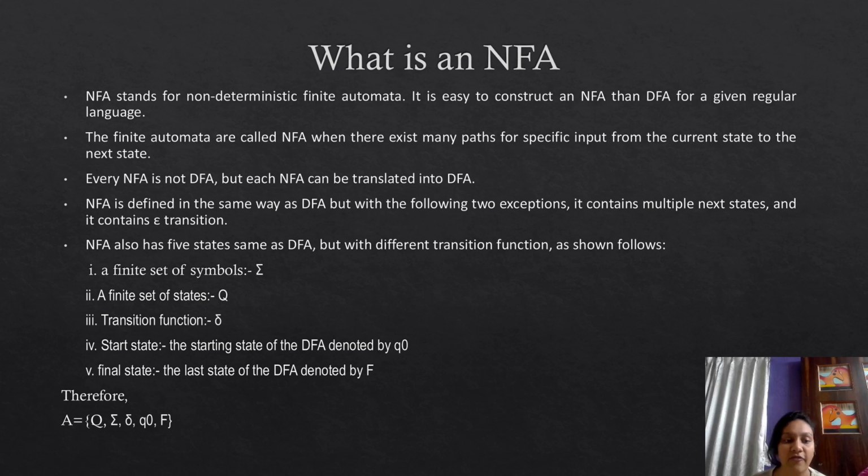NFA also has five components similar to the DFA, but with a different transition function, as follows. That is a finite set of symbols, which is denoted by sigma, a finite set of states, capital Q, the transition function, the start state, and the final state. This is also denoted in the same way as Q, sigma, transition function, Q naught, and F.